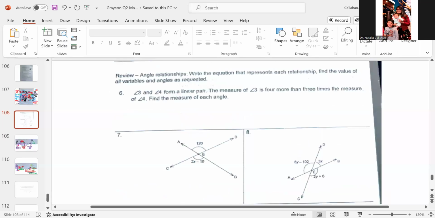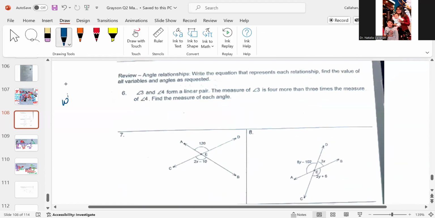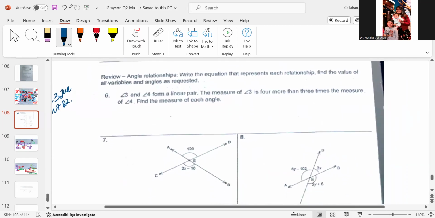Okay, so this is week 3, and it is Tuesday, Math 7, Quarter 2 on solving geometry and relationships. So we're going to take a look at angle relationships. Write an equation that represents each relationship, find the value of all variables and angles. So you have to find all variables, and that's like x and y, and all of the angles, correct? So make sure you measure all the angles as well.